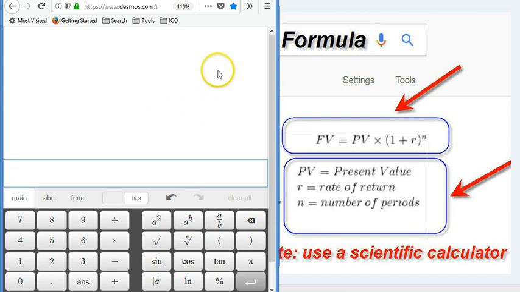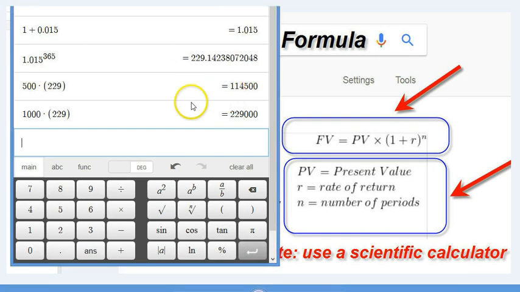Okay, so I'm going to minimize this calculator. We have a sample calculation here, and I already did this calculation, and this is a screenshot. So if we have an interest of 1.5%, you want to express that in decimal. So that would be 0.015. Basically you get that by dividing 1.5 by 100. So you express the percent in decimal form. So 1.5% becomes 0.015.